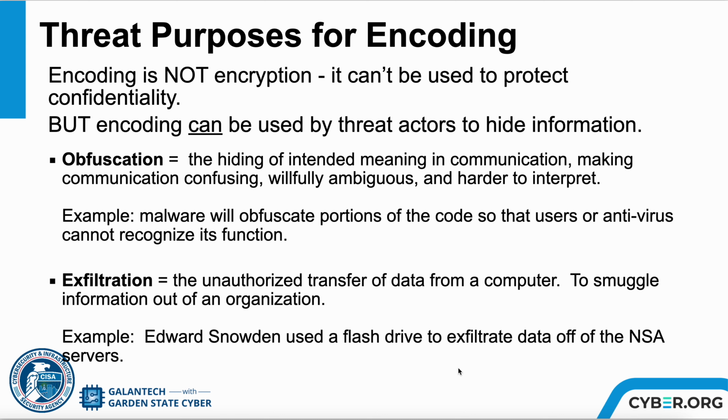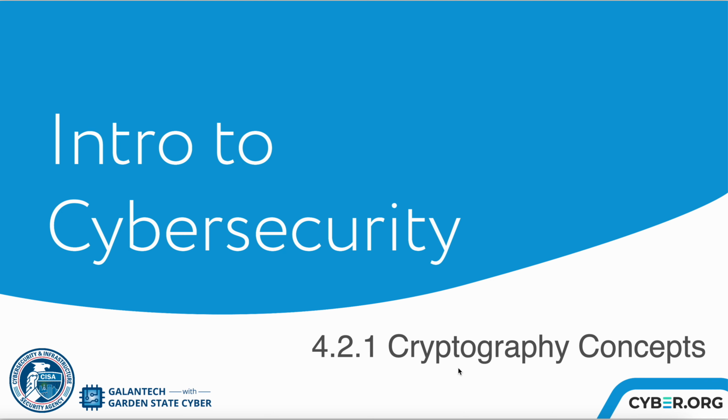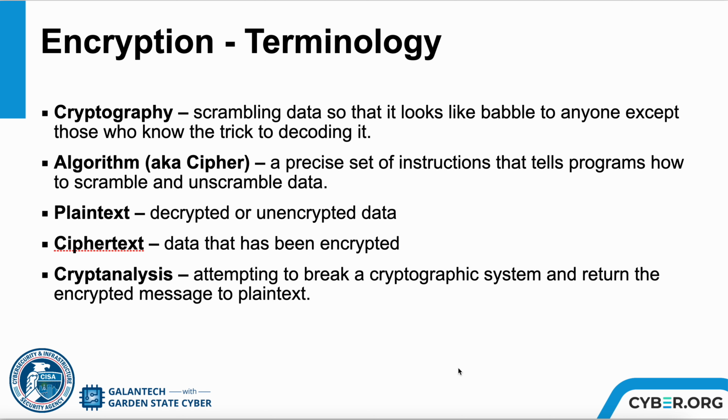So let's look at cryptography concepts. Cryptography is scrambling data so it looks like babble, so nobody else understands it except the intended recipient. An algorithm, or the cipher, is a precise set of instructions that tell the program how to scramble and unscramble data. Plain text is the decrypted or unencrypted data, so anybody could read it. Ciphertext is data that has been encrypted, and cryptanalysis is attempting to break a cryptographic system.